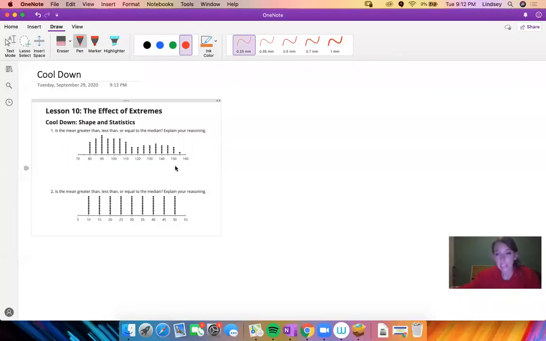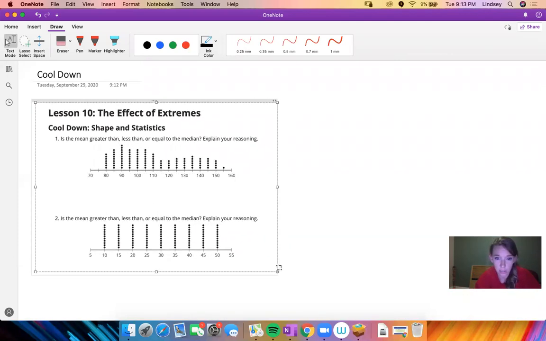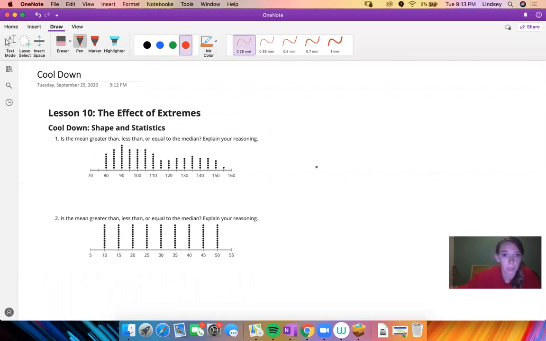Okay, this last part you actually don't have in your book, so if you're virtual, you just are going to have to pay attention. If not, there's no other way you can get this sheet of paper. So you need to pay really close attention to this because this is a good little review. So it says, number one, is the mean greater than, less than, or equal to the median? Explain your reasoning.